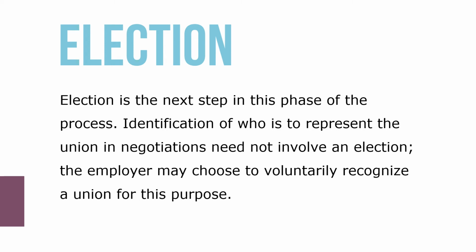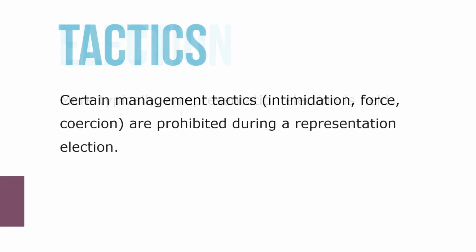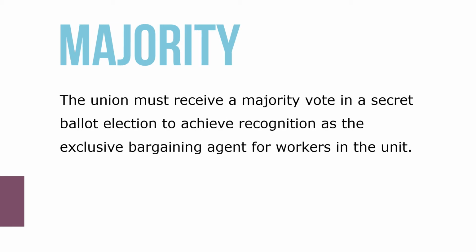Identification of who is to represent the union in negotiations needs to involve an election. The employer may choose to voluntarily recognize a union for this purpose. More typically, a representation election is held. Certain management tactics, intimidation, force, and coercion are prohibited during a representation election. The union must receive a majority vote in a secret ballot election to achieve recognition as the exclusive bargaining agent for workers in the union.